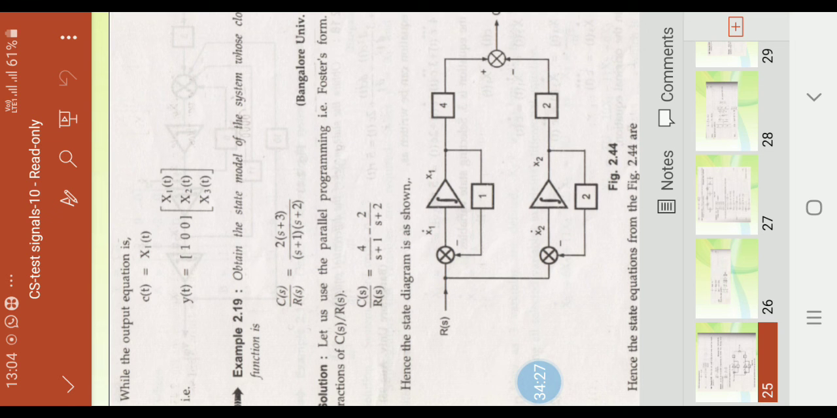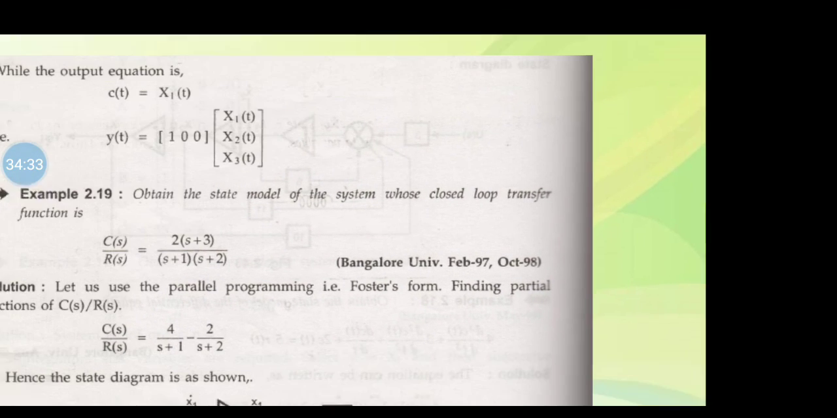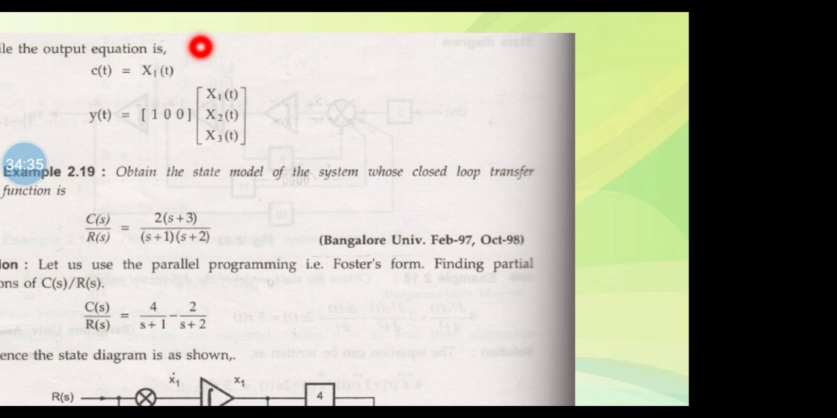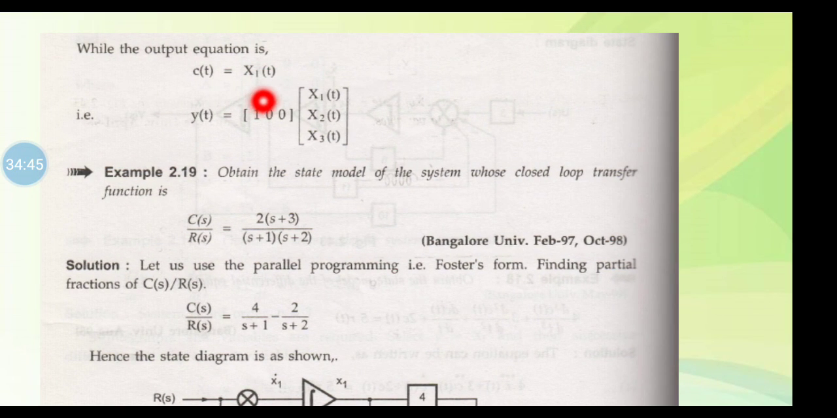Now the output equation is c of t is equal to x1 t. So what is y of t, or c of t? x1 t. So only x1 is present. Due to that, y of t is equal to 1 0 0 times x1 x2 x3. You can see it is only c of t, y of t is x1 t. Only x1 is present. Due to that, this is 1. Remaining are zeros.